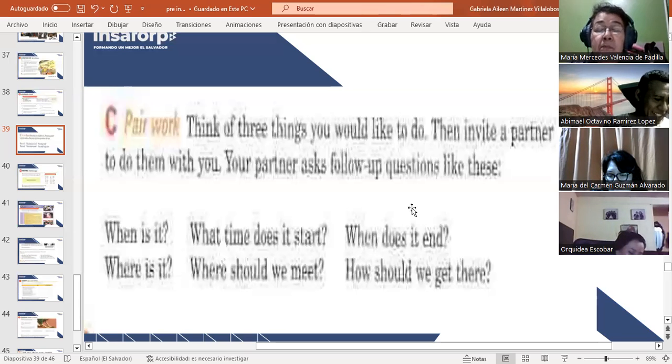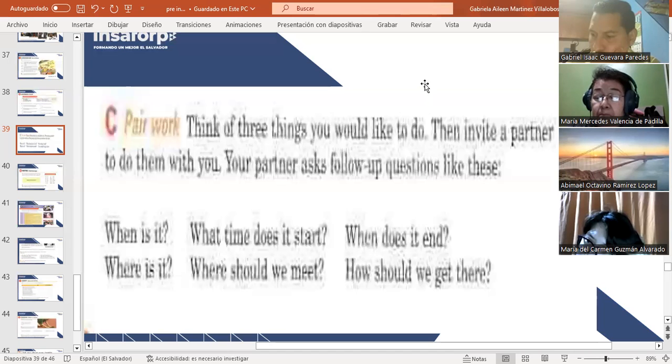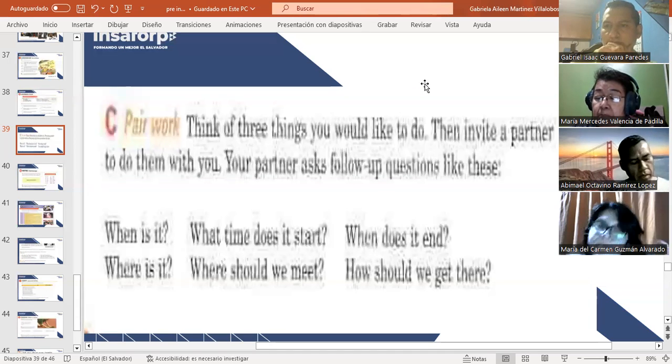Would you like to eat pupusas? Would you like to go to eat pupusas? Can be. But we can say, would you like to eat pupusas? You can say, would you like to go to eat pupusas? Also, you can do that, but you can be more specific. Would you like to eat pupusas? Would you like to eat pizza? Would you like to eat a hamburger? All right. Good.